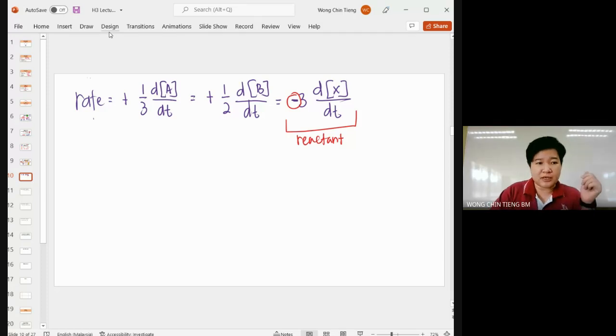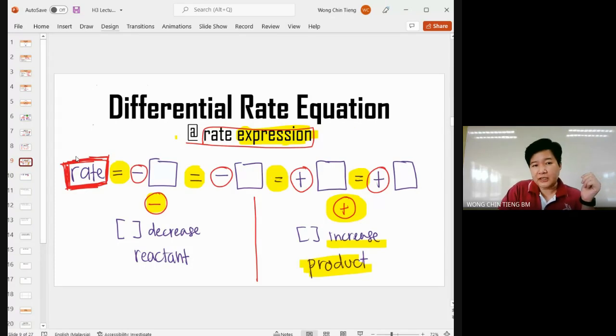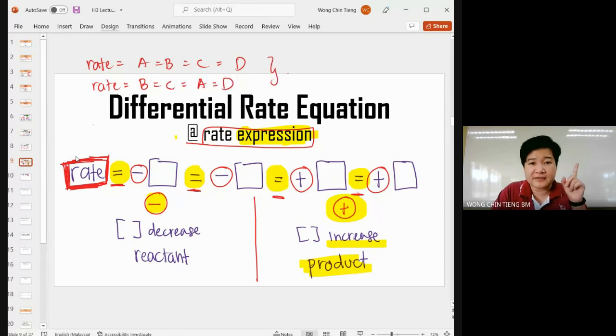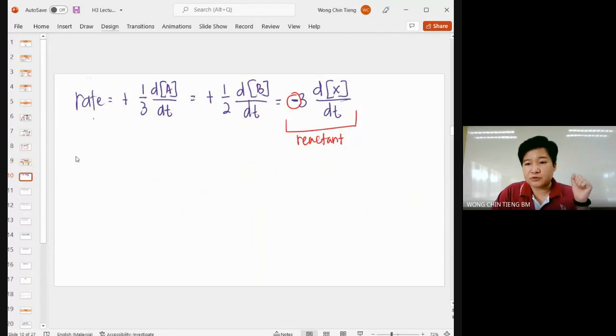So apa yang Miss Wan nak tunjuk kat sini, kalau kamu tengok balik my rate expression, semua adalah sama dengan. Bermakna saya boleh ada rate sama dengan A, sama dengan B, sama dengan C, sama dengan D. Dengan kata lain, saya boleh tulis dia dalam bentuk rate sama dengan B, sama dengan C, sama dengan A, sama dengan D. And both of this adalah equal. Betul? Sebab diorang adalah sama dengan. So, siapa kata reactant kena duduk kat kiri? Tak ada siapa kata reactant kena duduk kat kiri. Kita nak tentukan dia reactant atau produk bukan sekarang, bukan siapa duduk kiri atau kanan. Sebab tak ada orang duduk kiri atau kanan.